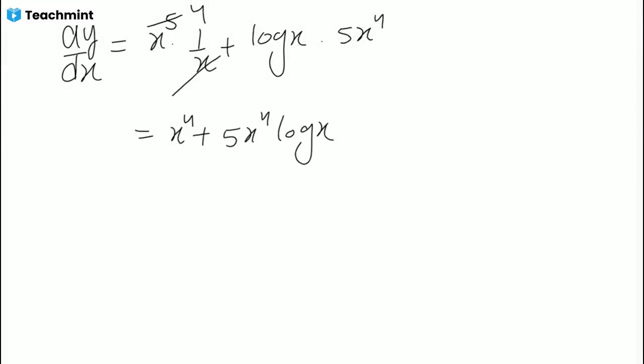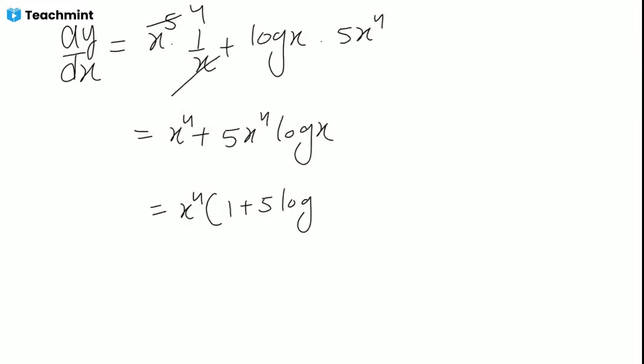And we have x to the power 4 common, so we can write it as x^4 into (1 plus 5 log x). This is the derivative of the given function by using the product rule.